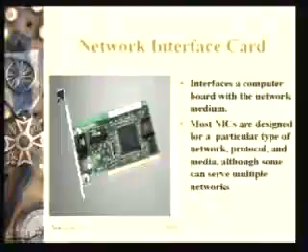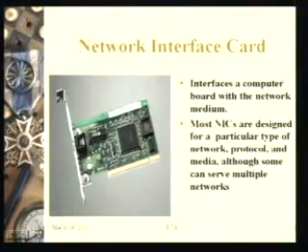What is the first thing which we have in our computer if I want to be connected with the network? It is the network interface card. What is a network interface card? It basically is a card which is fitted into your system and interfaces a computer board with the network medium. Most NICs, network interface cards, are designed for a particular type of network, protocol and media, though some can serve multiple networks. Okay, so the network interface card is what is fitted into your system. I think most of you must have heard of 10 to 100 Mbps kinds of network cards which are there for Ethernet.